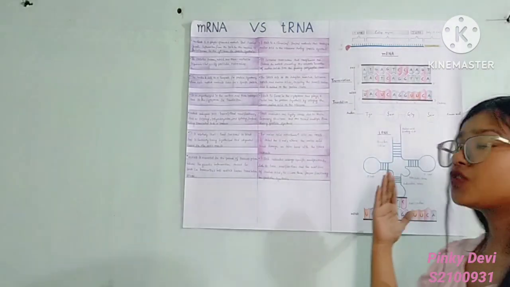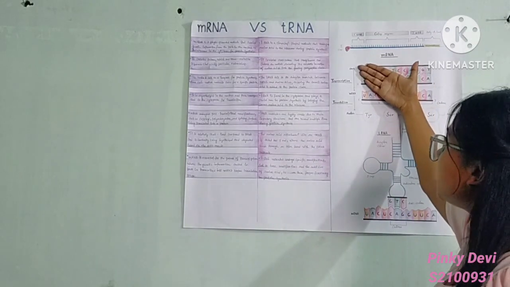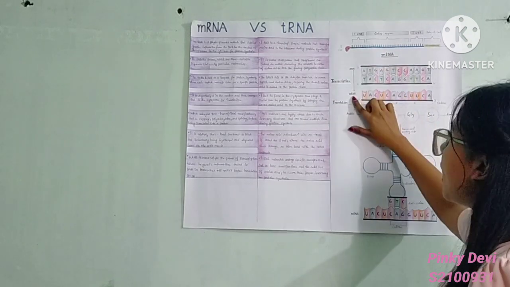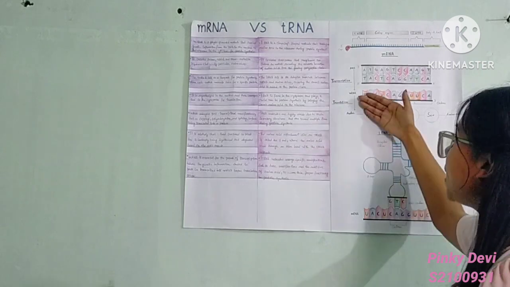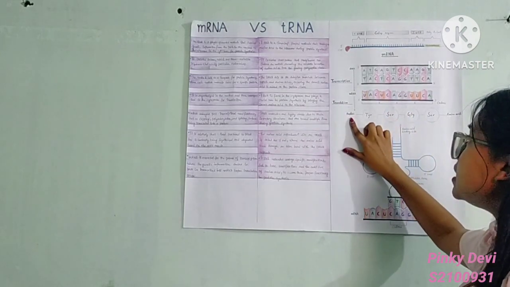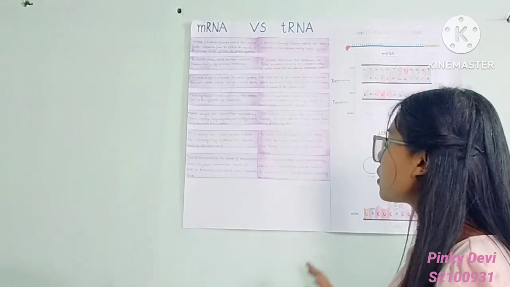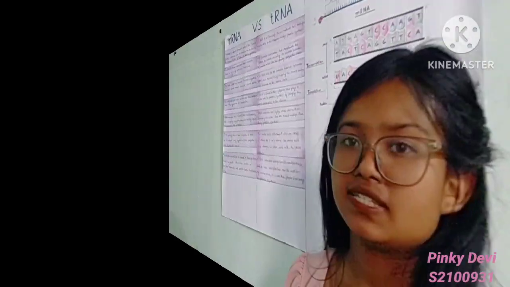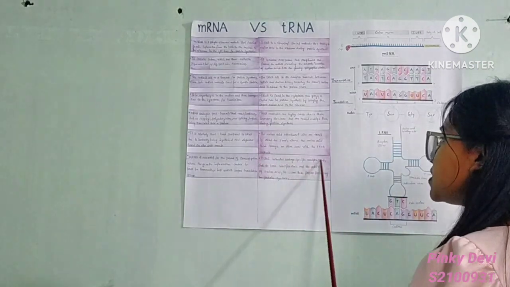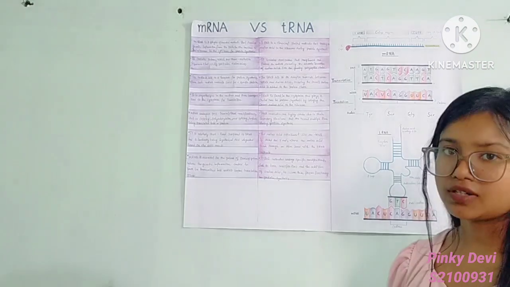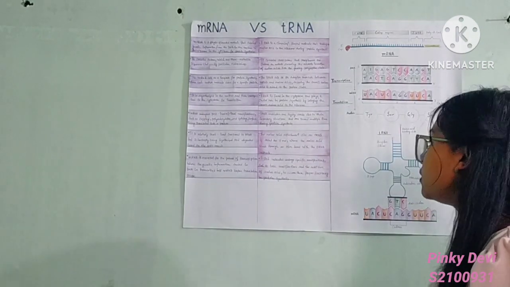So I have drawn the structure of mRNA and the process where DNA develops to mRNA, and the process is transcription, and from mRNA it converts to protein, and the process is known as translation. And the tRNA molecule undergoes specific modifications such as base modification and the addition of the amino acid to ensure proper functioning in protein synthesis.